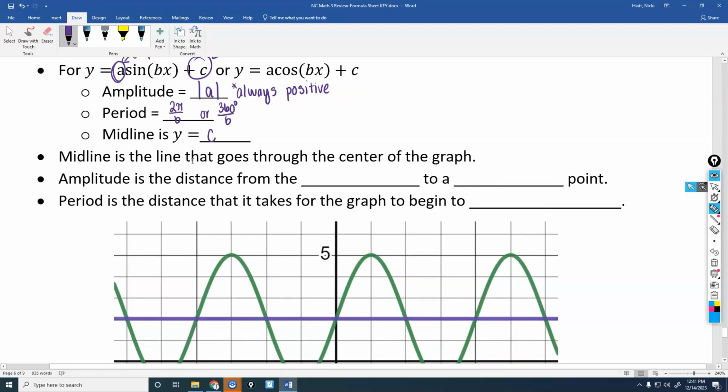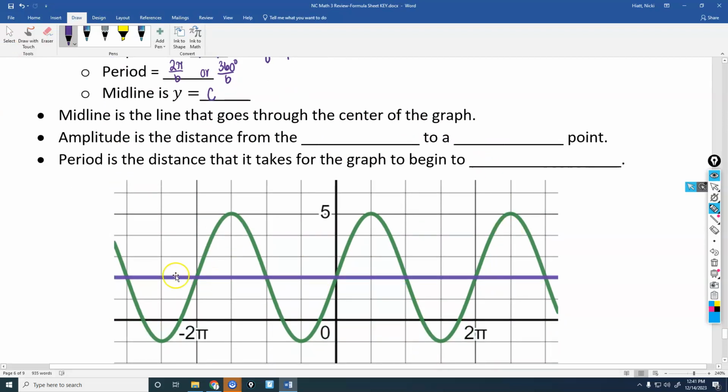And so to make sure we know what we're talking about, let's label these things on this graph that I have down here. The midline is the line that goes through the center of the graph. So on this graph I have here, it would be that purple line right there. That is your midline. In this particular case, the midline is y equals 2, because it hits the y-axis at 2.